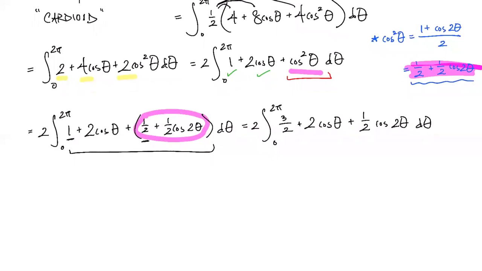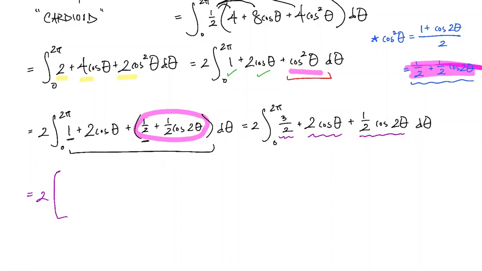All right. So now let's do the calculus piece. Maybe let's switch colors. I'm going to keep the 2 out front. But when we take an integral, we can do the integral of each term by itself. So the 3/2 we can do by itself, then the 2 cosine theta, and then the 1/2 cosine 2 theta.